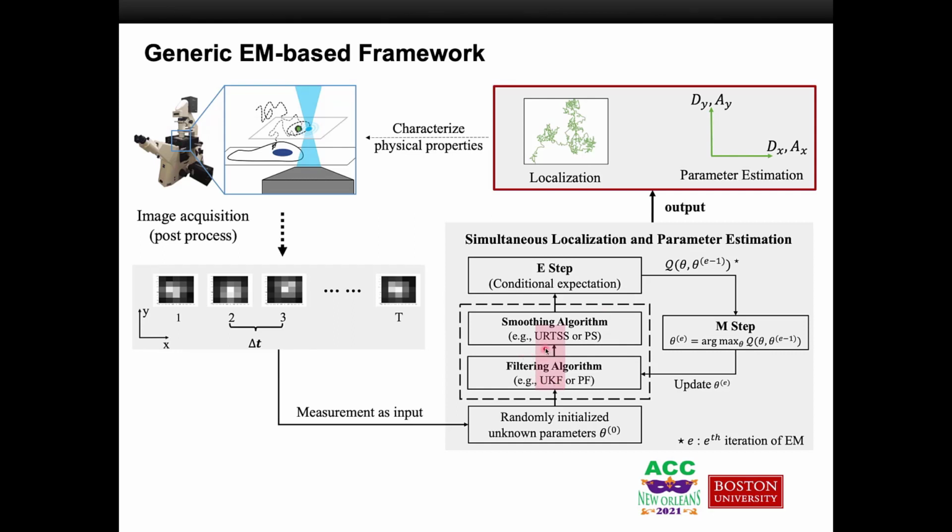One is called UEM, where the U scheme includes unscented Kalman filter and unscented Rauch-Tung-Striebel smoother. The other one is called SMC-EM, where the SMC consists of particle filter and particle smoother.